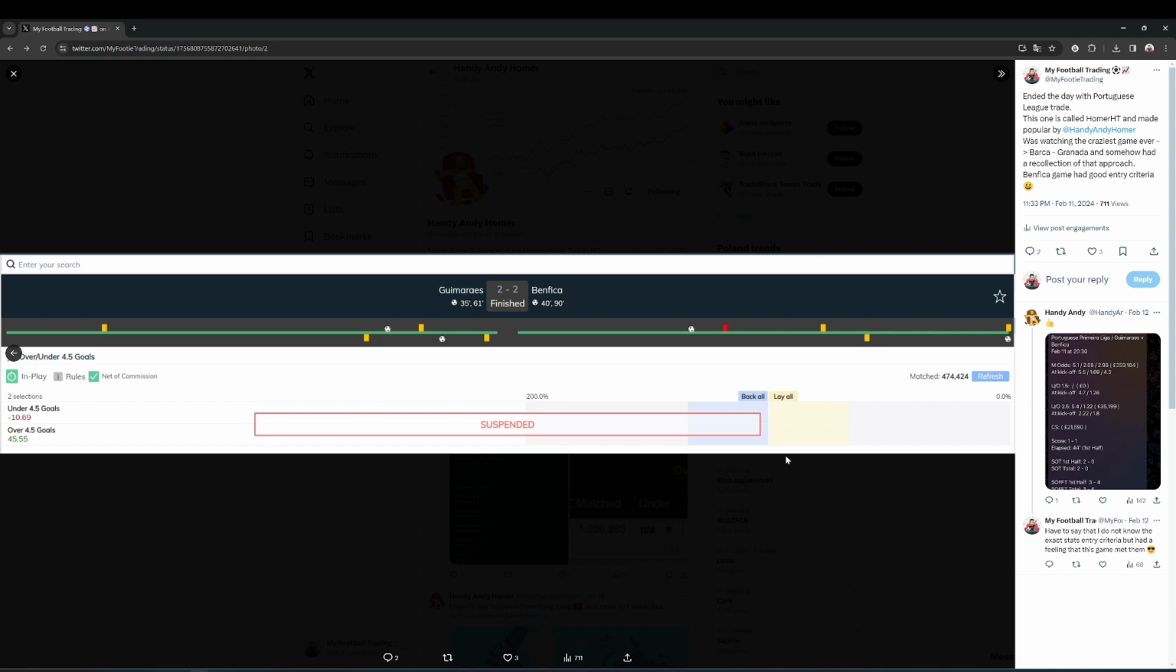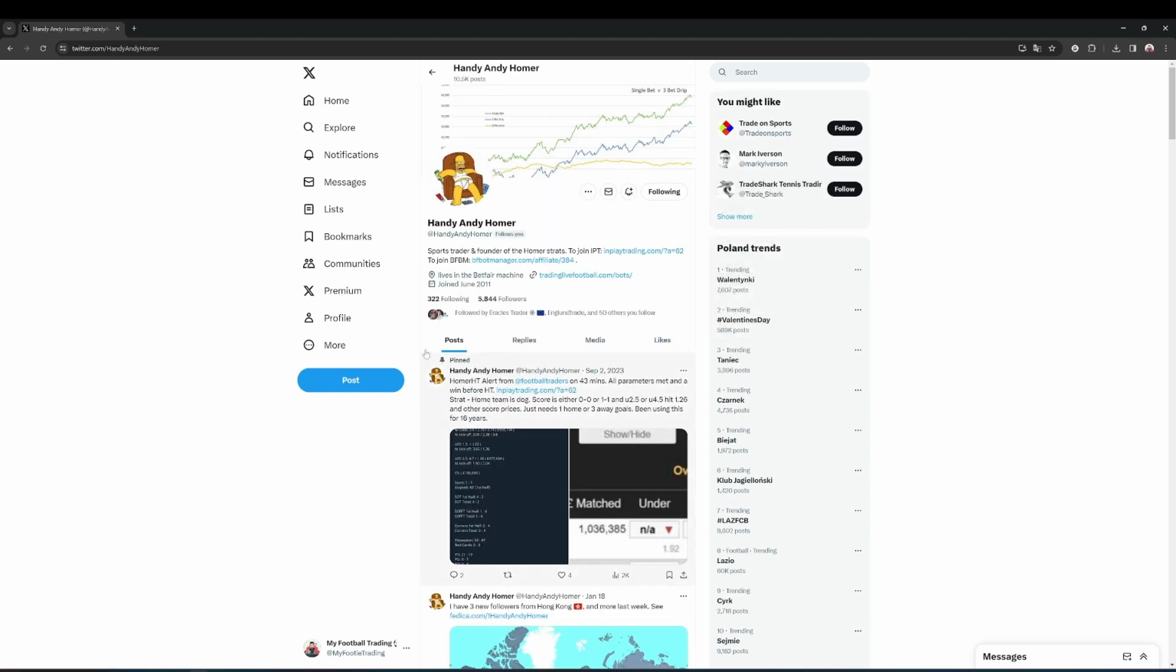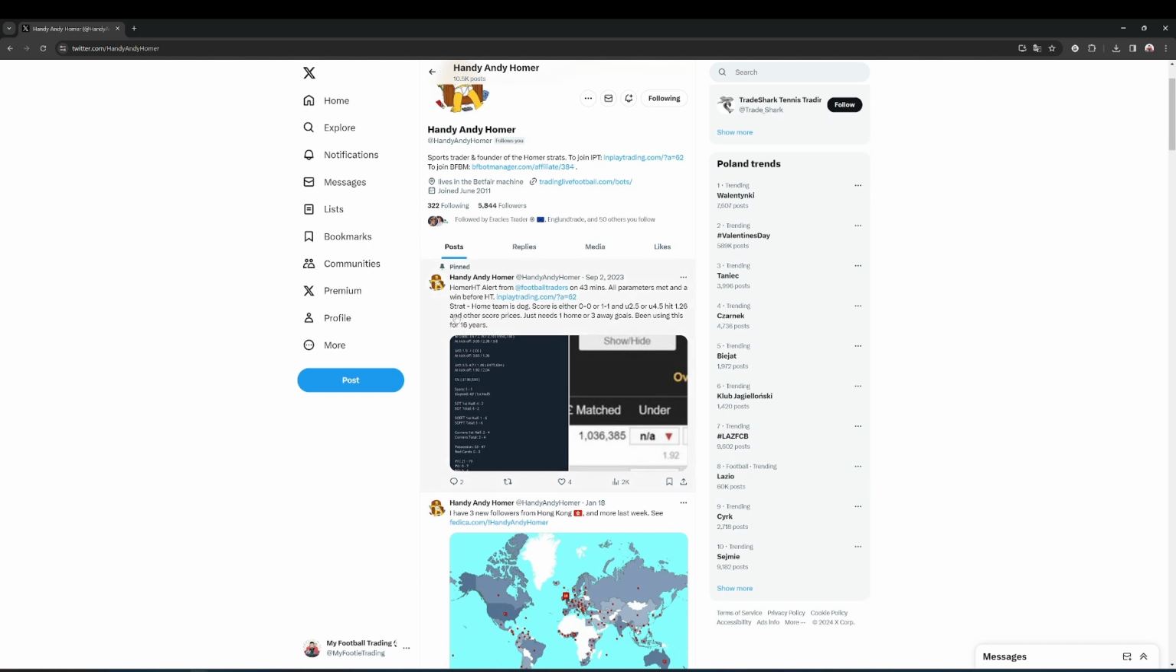So this approach is relatively simple to implement, and what I like about it is also the fact that you can manage your position in play. That really is the beauty of it. So what is again Handy Andy Homer telling us about this strategy? You can see here, everything is public. So here is the strategy, right?